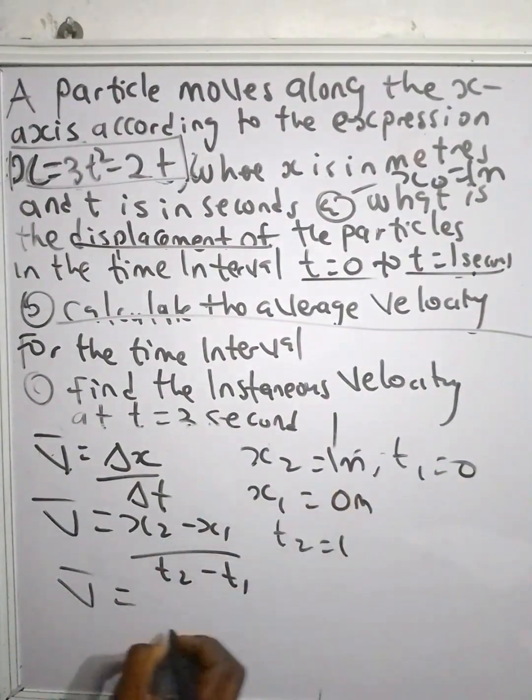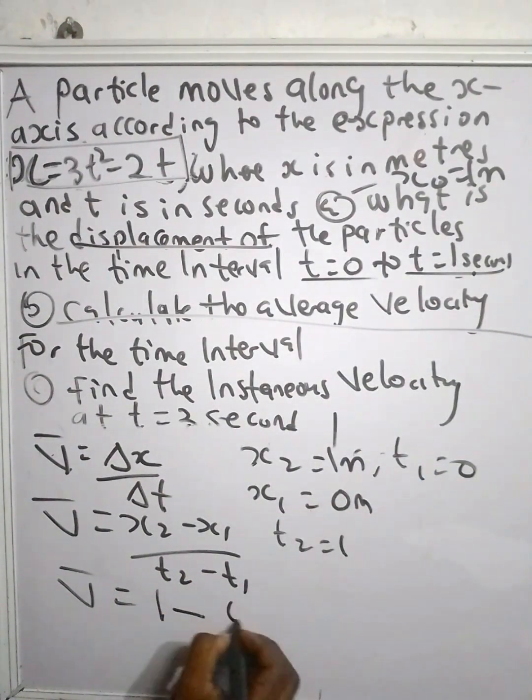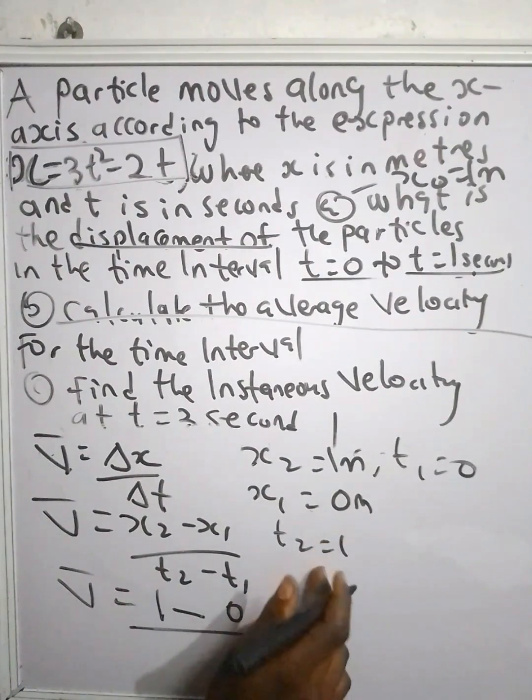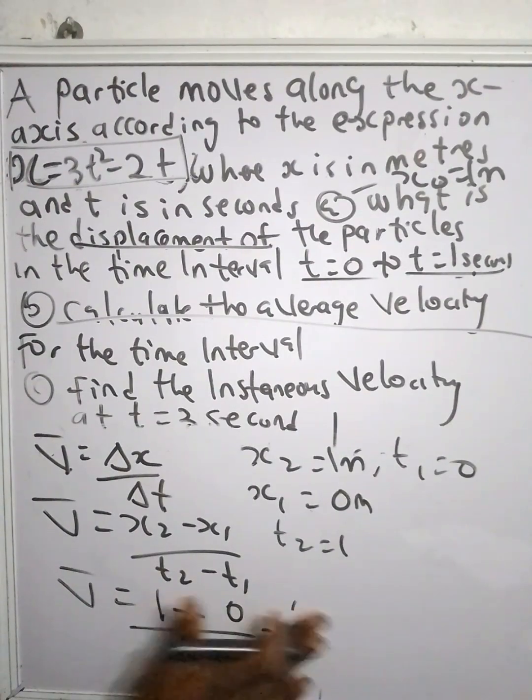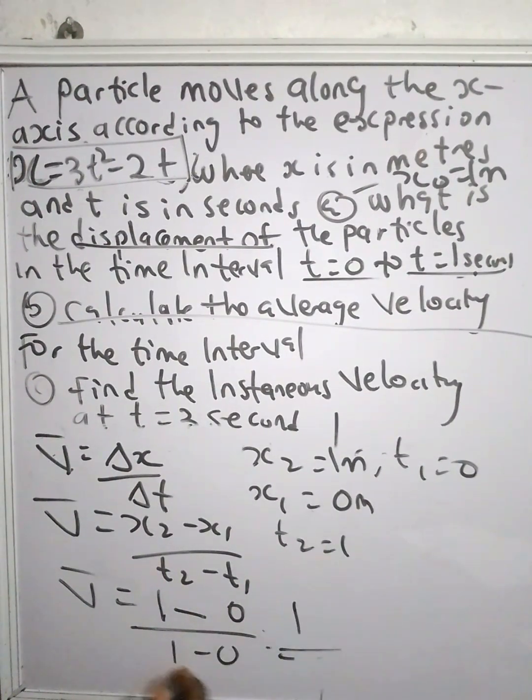So what's s2? s2 is 1 minus s1, which is 0. And t2 is also 1 minus 0. That's going to be 1 meter over 1 second: 1 minus 0 is 1, and 1 minus 0 is also 1. 1 divided by 1 is 1 meter per second. Do you get me now?